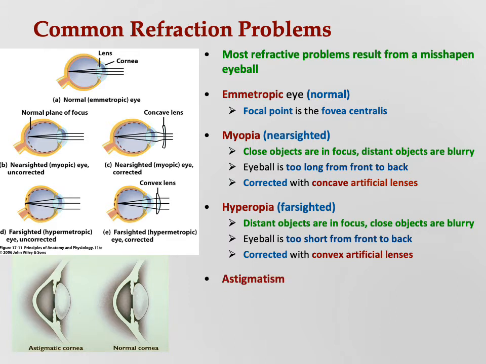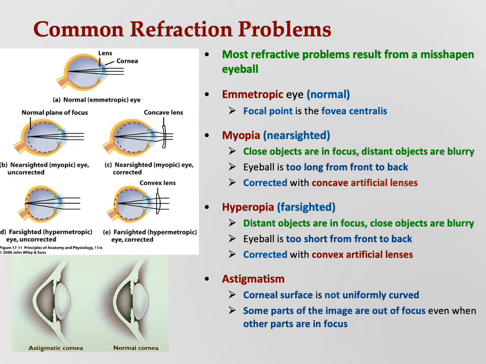One of these other ones, by the way, is called astigmatism. This is where the corneal surface is not uniformly curved. So the cornea should be basically part of a sphere. It should be a nice, perfectly curved sphere. Well, what can happen is, as you see in the bottom left, an astigmatic cornea doesn't have uniform bending. It bends more in some places than in others. So what that means is some parts of the image are in focus and other parts are out of focus.